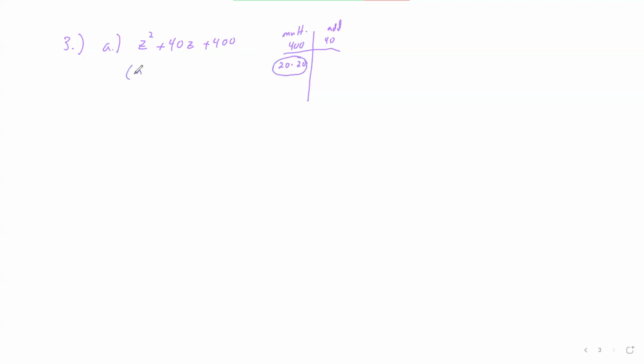So then this just becomes z plus 20 and z plus 20. If you end up with the exact same binomial, we can actually rewrite it as z plus 20 squared, since there's two of them. All right, let's try another one.